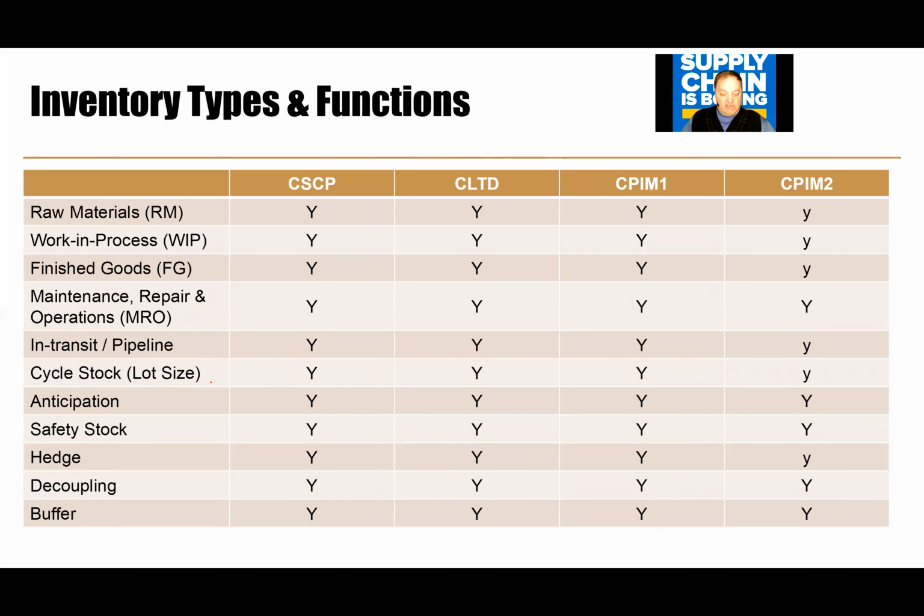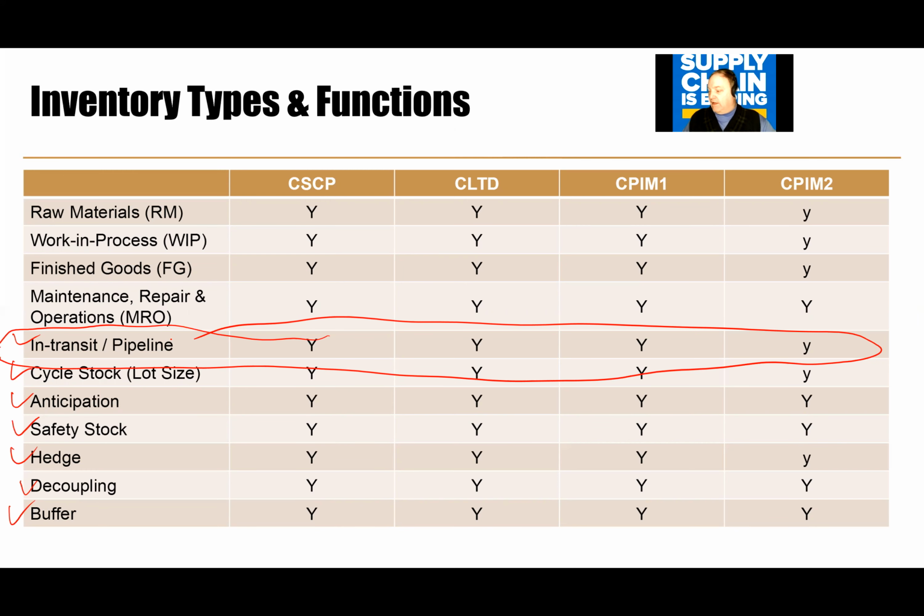The inventory functions discussed in all 3 learning systems are in transit or pipeline stock, cycle stock, anticipation, safety stock, hedge, decoupling, and buffer. The astute observer might notice that pipeline inventory or in transit inventory was also talked about as a type of inventory in a prior session. But we'll walk through these functions of inventory next.